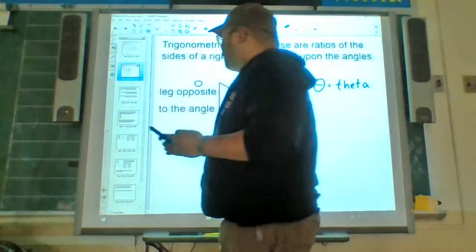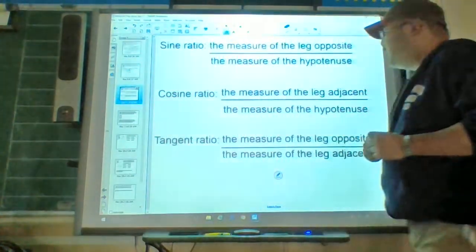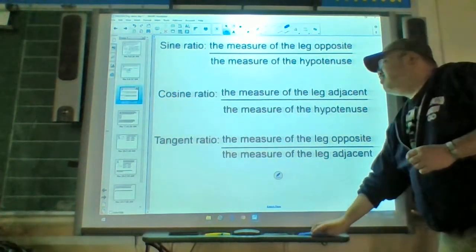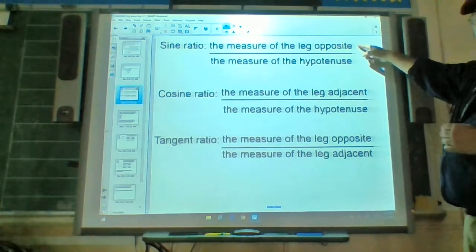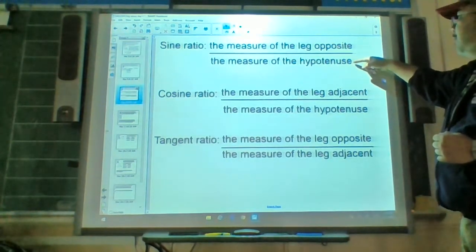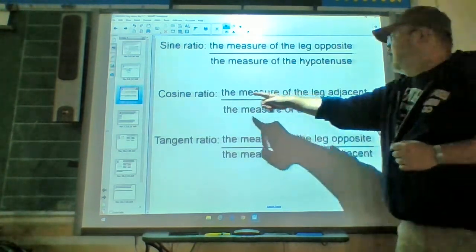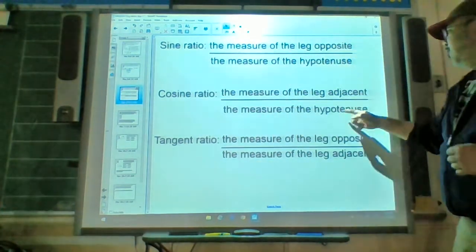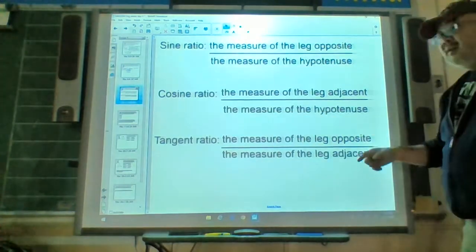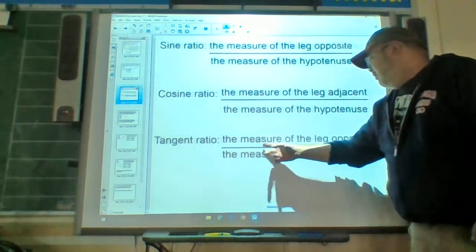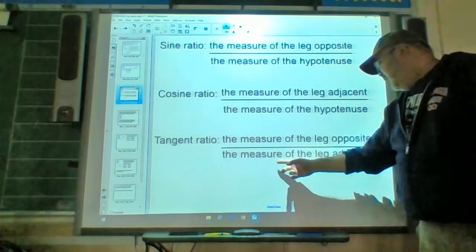So, for our ratios, we have 3 ratios. The sine ratio: the measure of the leg opposite over the measure of the hypotenuse. The cosine ratio: the measure of the leg adjacent over the measure of the hypotenuse. And the tangent ratio: the measure of the leg opposite over the measure of the leg adjacent.